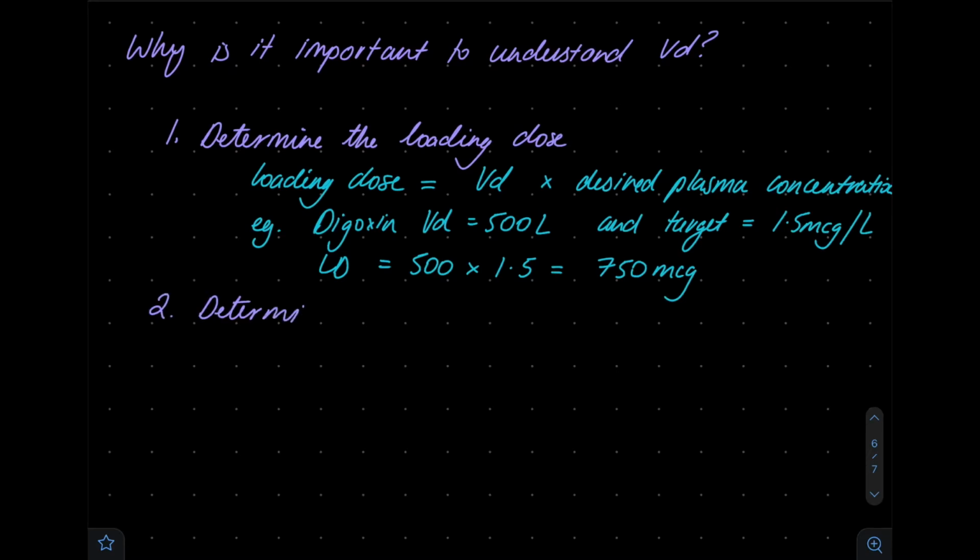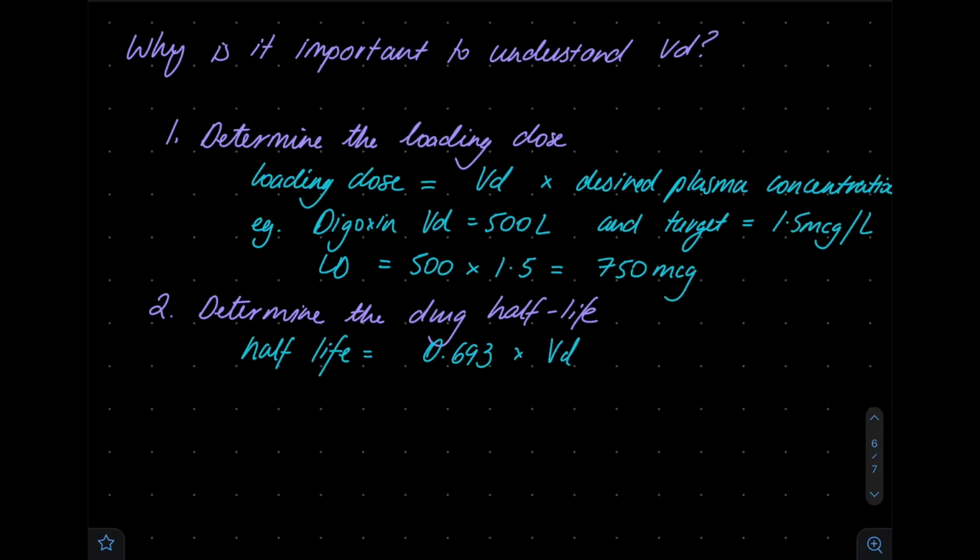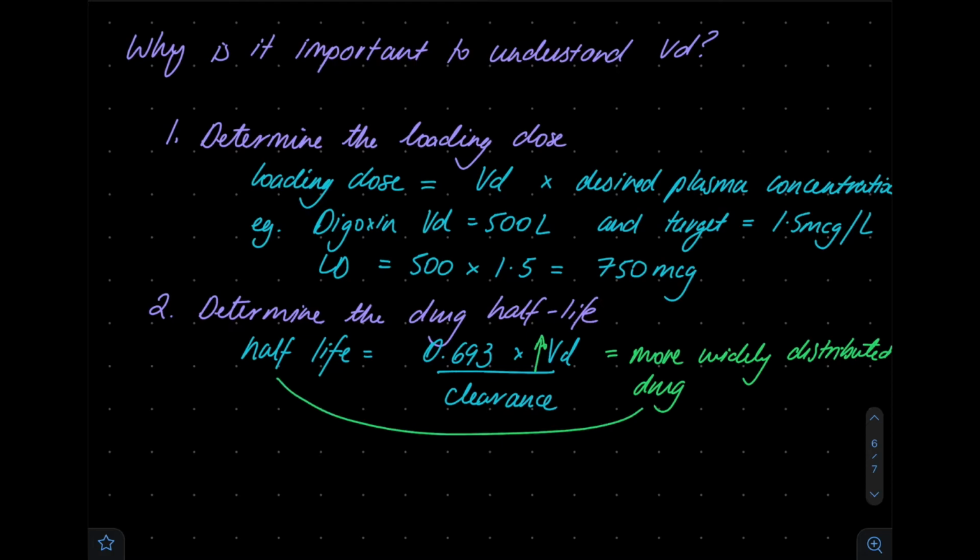Secondly, the volume of distribution determines the drug half-life. The equation for half-life, and try to recall it if you know it, is 0.693 times the volume of distribution divided by clearance. This means that the higher the volume of distribution, the more widely distributed that drug is, and the longer the drug half-life. For example, amiodarone has a volume of distribution of up to 70 liters per kilogram, and consequently it has a very long elimination half-life, in the realm of 20 to 100 days.